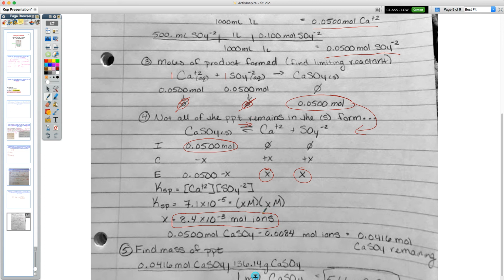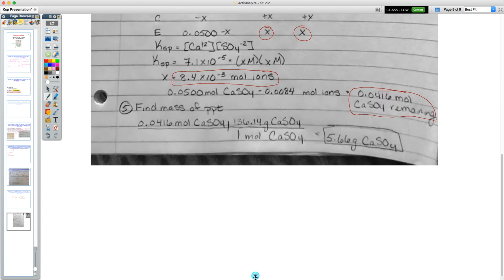Once you get the moles of ions that you have, that is how much of the calcium sulfate breaks apart, okay? So I need to take the initial number of moles of the calcium sulfate I have, subtract the moles of ions that I made, and this will tell me how many moles are remaining. To find the mass of that, it's just a simple stoichiometry problem at that point. So when we go down here, we're just going to take that number of moles, turn it into grams, and then we've solved for the mass of precipitate.